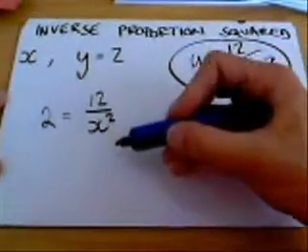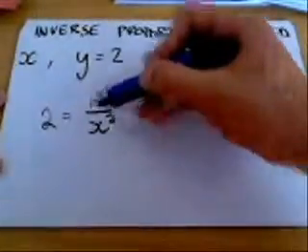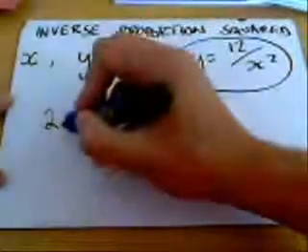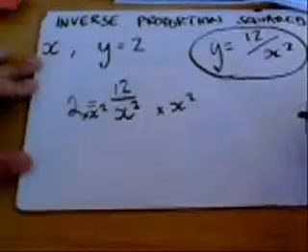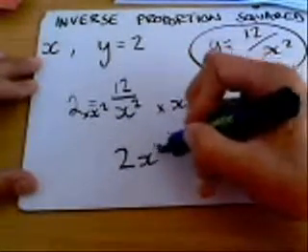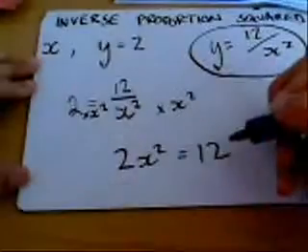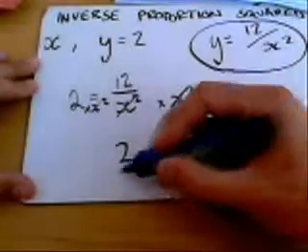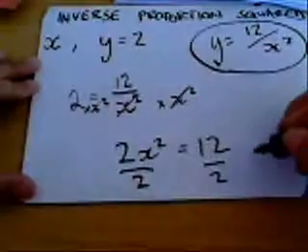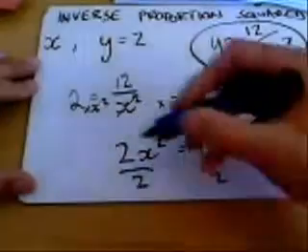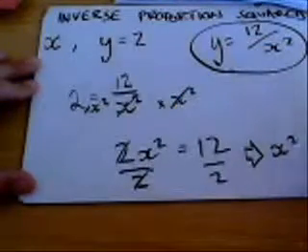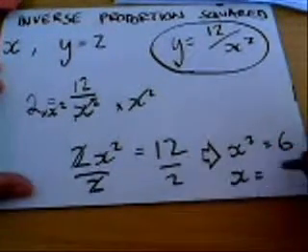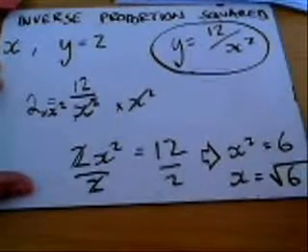Now, 12 on x squared, that's quite tricky. Let's get rid of that x squared on this side and put it over here, which means we've got to times both sides by x squared. So we'll end up with 2x squared equals 12, because those two will cancel out. So divide both sides by 2 and that will leave you with x squared equals 6. So therefore x equals the square root of 6.